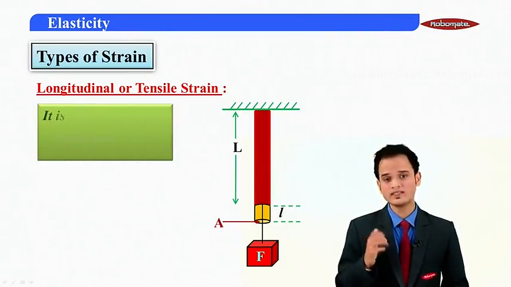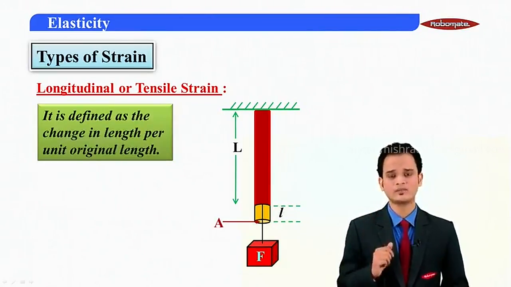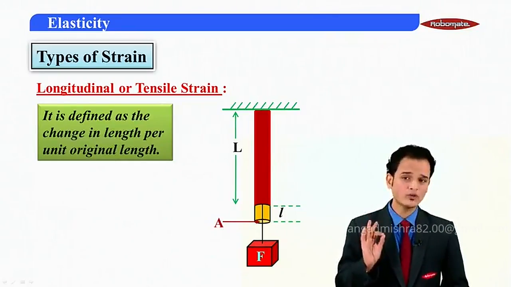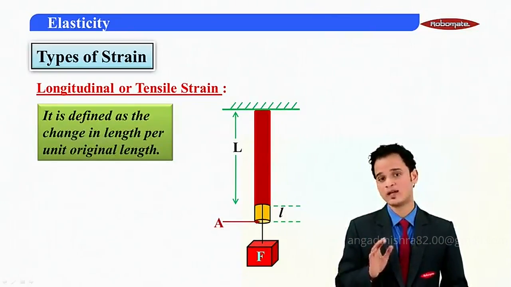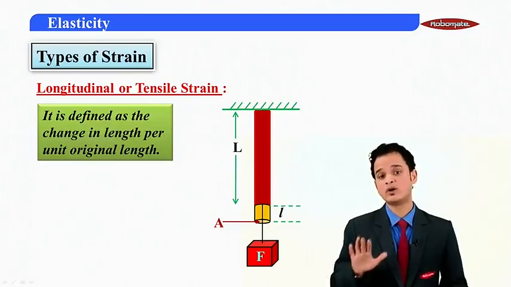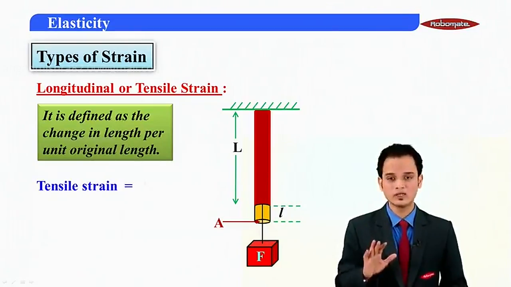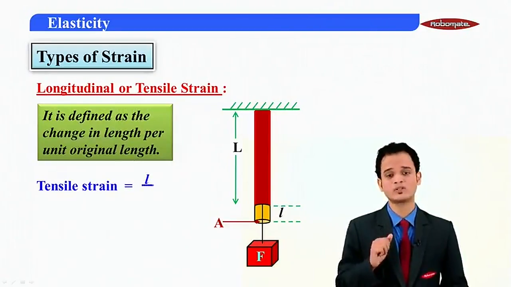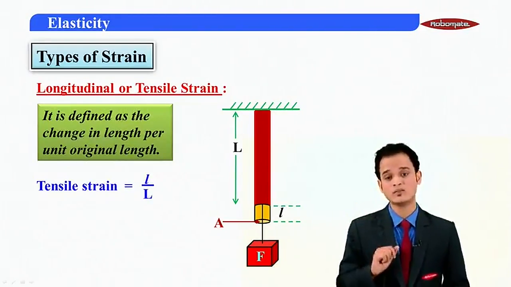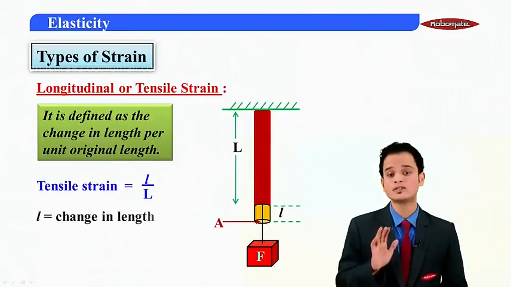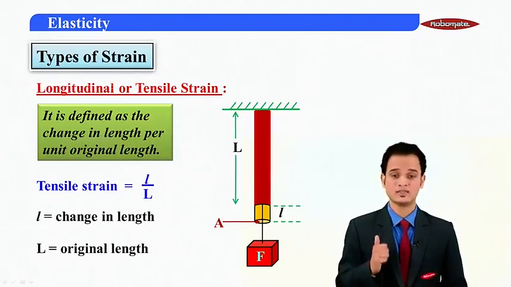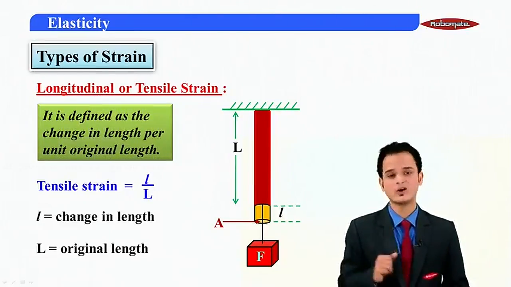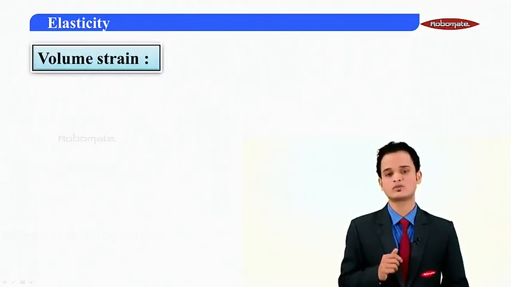So over here we see that the area is capital A. Now students, longitudinal or tensile strain is defined as the change in length per unit original length. Students, the tensile strain or any strain is change in dimension upon original dimension. So here we have the change in dimension small l divided by the original dimension capital L, where small l is the change in length and capital L is the original length. Let us quickly move on students.